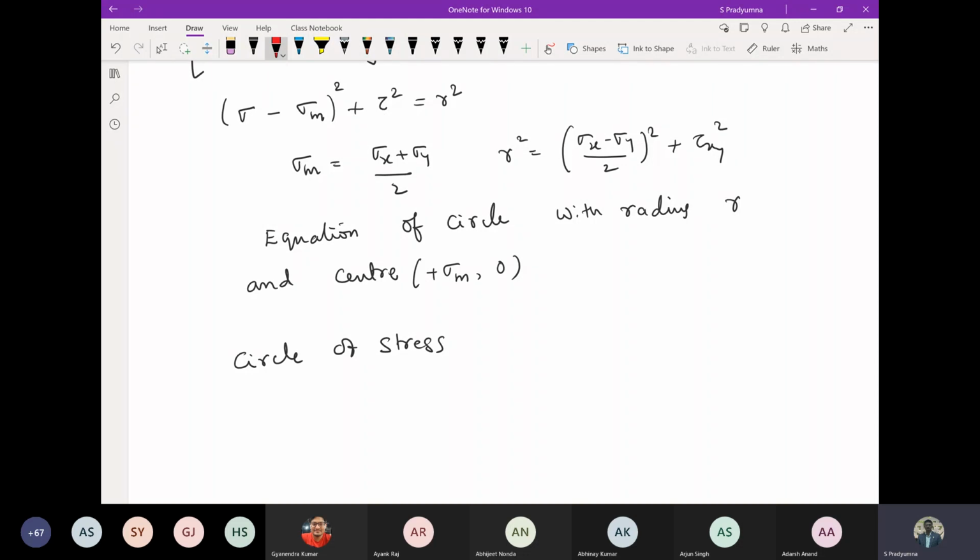So his name is Otto Mohr from Germany. So on his name we call this circle of stress Mohr circle. So this is for stress, we call it Mohr circle of stress. Fine. This is what we do.